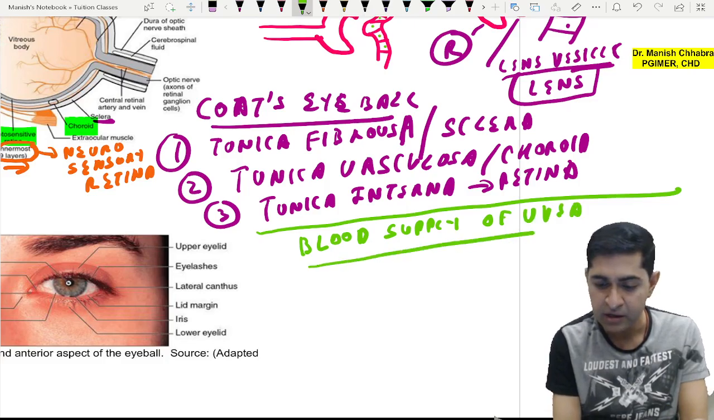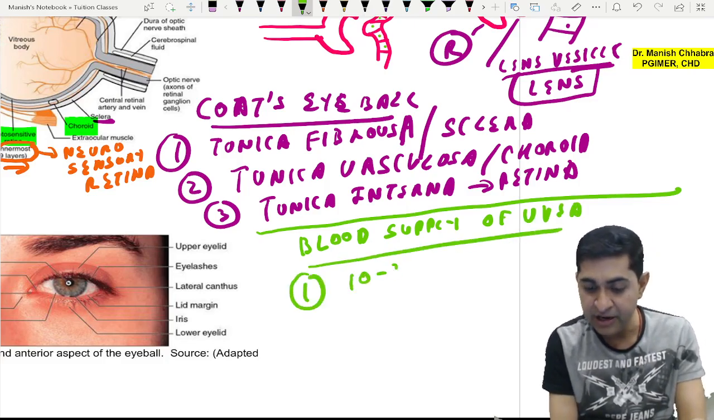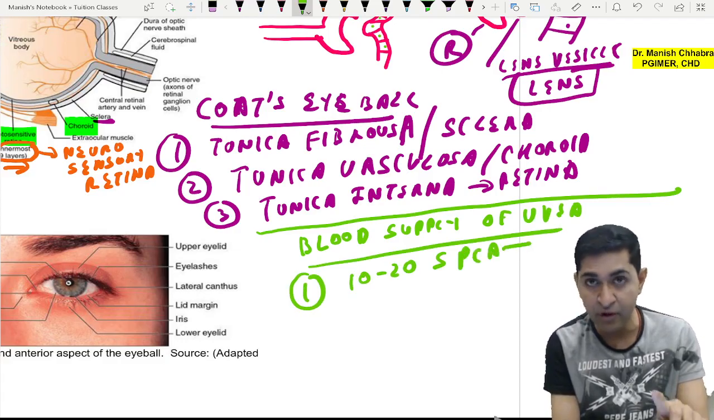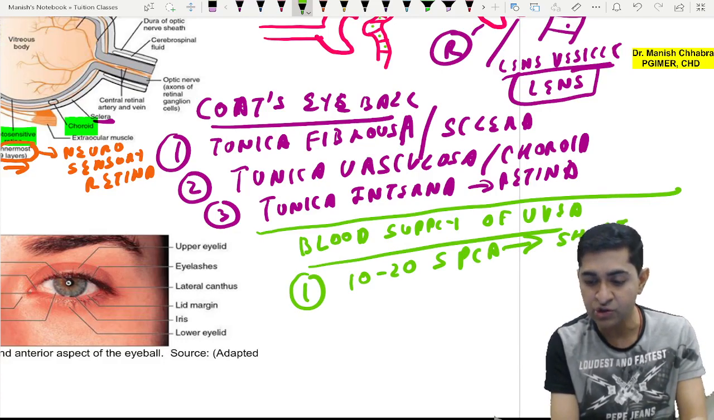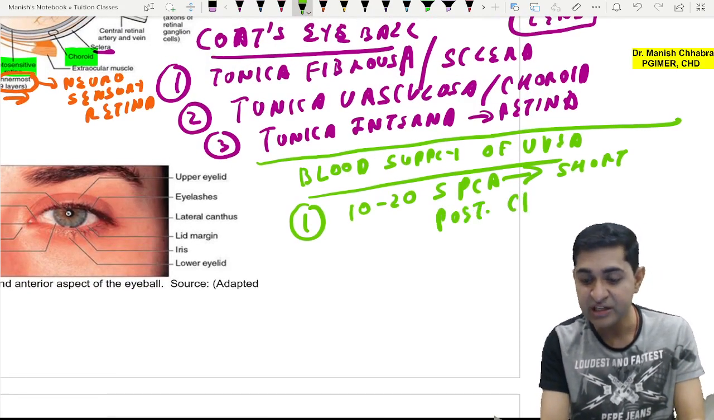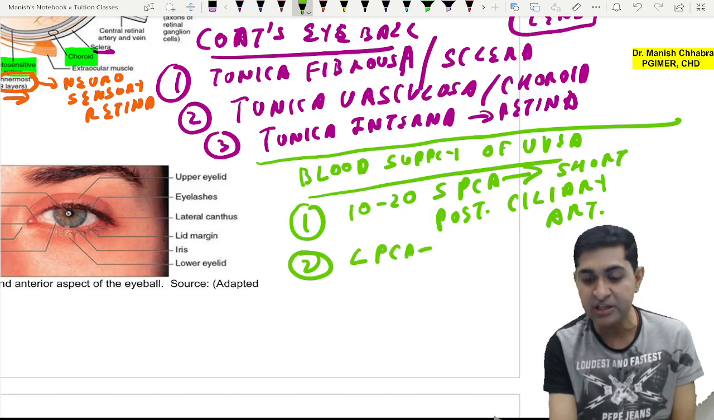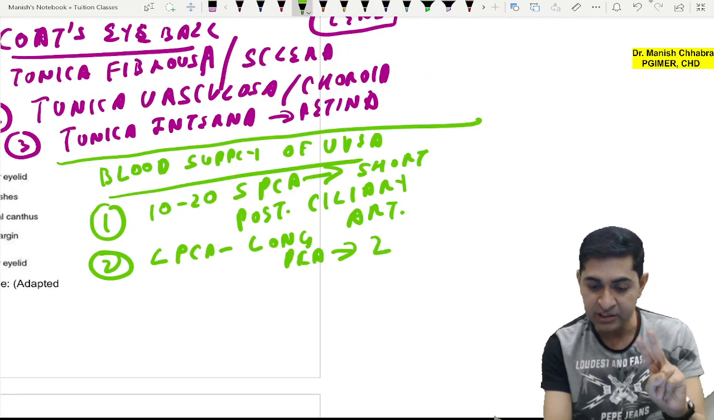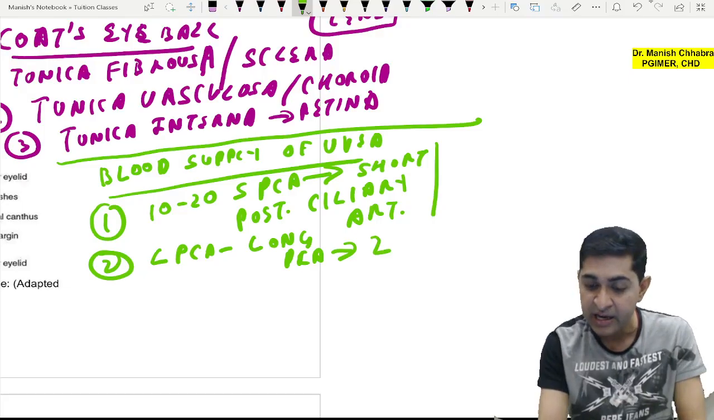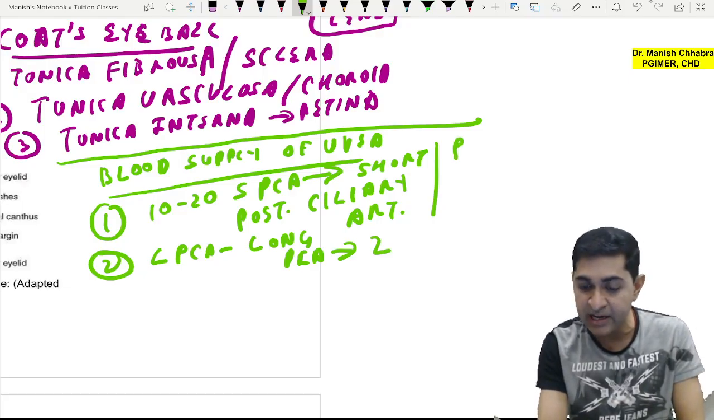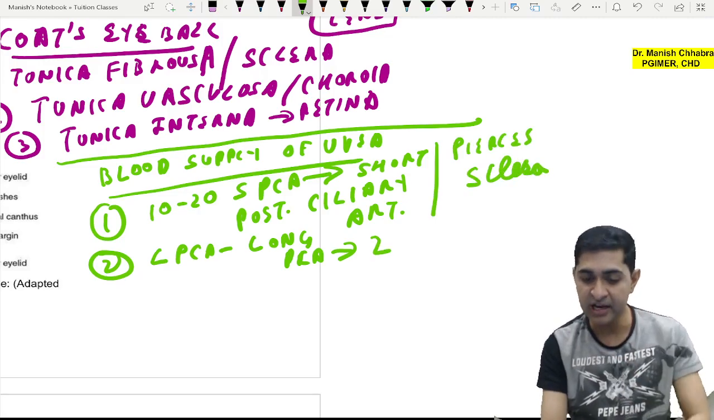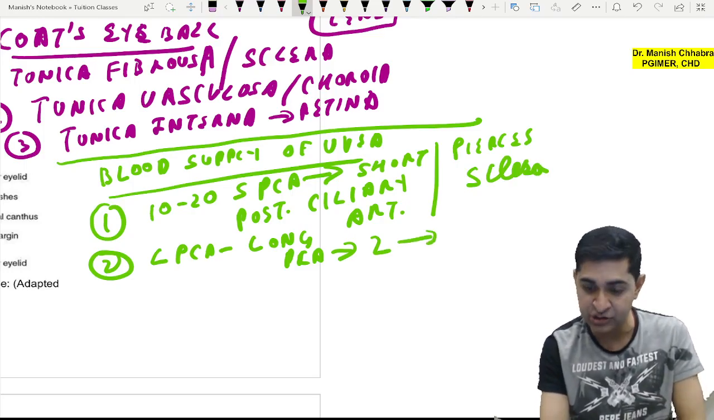Blood supply of uvea. So first we have 10 to 20 SPCA, write the full form, we won't miss anything, which is your short posterior ciliary artery. Short posterior ciliary artery, 10 to 20 in number. Then second we have long posterior ciliary artery. Everything will be the same, just write long PCA. They are 2 in number. And this short posterior ciliary artery is 10 to 20 in number and it pierces the sclera, while this is unbranched.